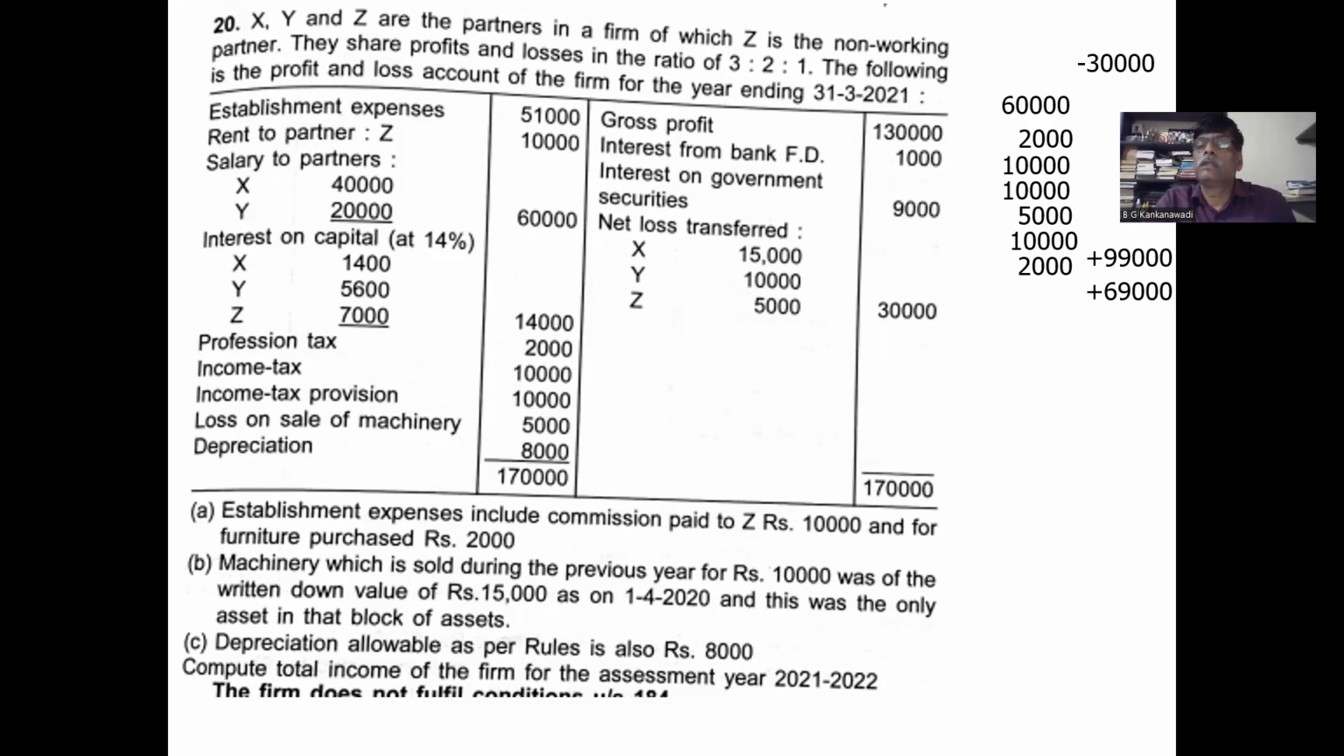69,000 comes. And from this, you deduct the credit side items: one is interest on FD, another is interest on government security. Interest on FD 1,000, interest on government security 9,000. You deduct 10,000. If you deduct 10,000, your answer, 59,000, is called the book profit.